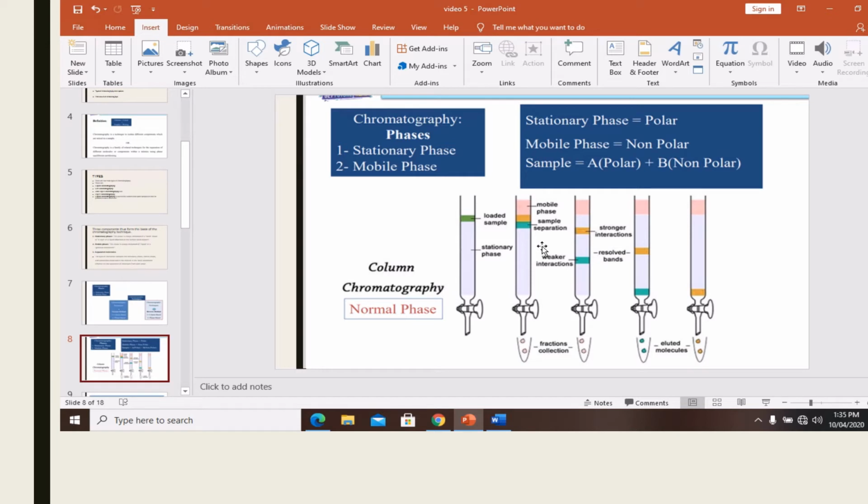And the mobile phase is the movable part which helps the analyte to interact with the stationary phase.